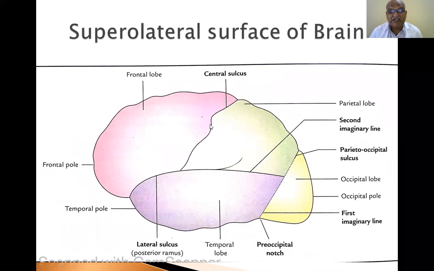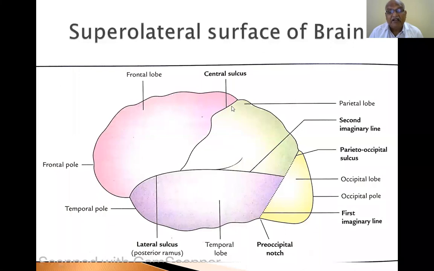A central sulcus is present on the superolateral surface. This is the frontal pole. This is the occipital pole. So you see this frontal pole is more pointed, whereas the occipital one is broader when compared with the frontal pole.